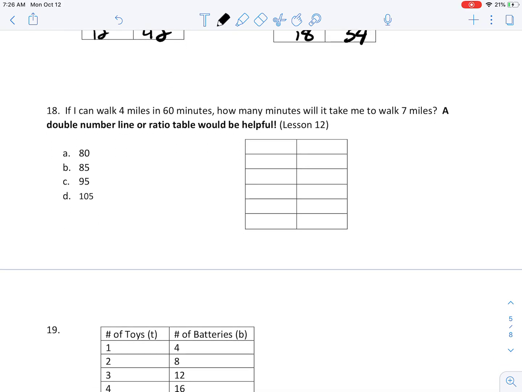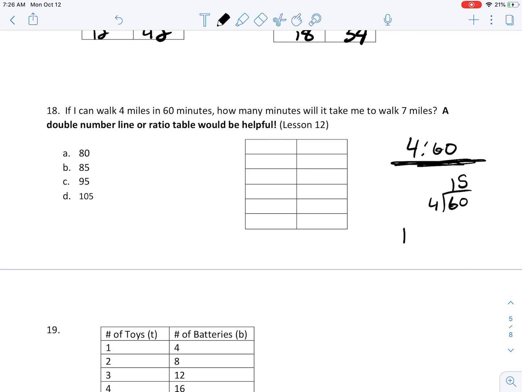18. If I can walk 4 miles in 60 minutes, how many minutes will it take me to walk 7 miles? A double number line or ratio table will be helpful. Well, we're going to use a ratio table because it's already there. So we're walking 4 miles in 60 minutes. In order to find the value here, we need to determine how long it took for 1 mile. So we have to divide 60 divided by 4, which gives you 15.